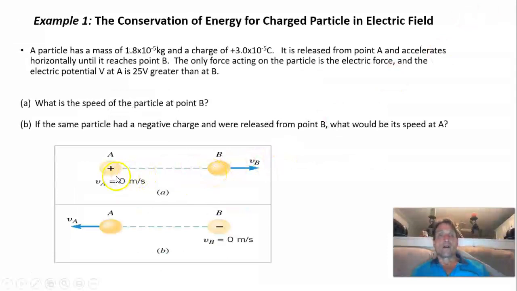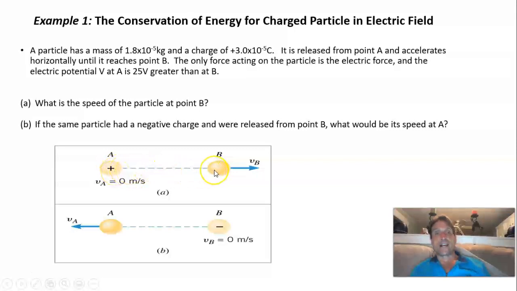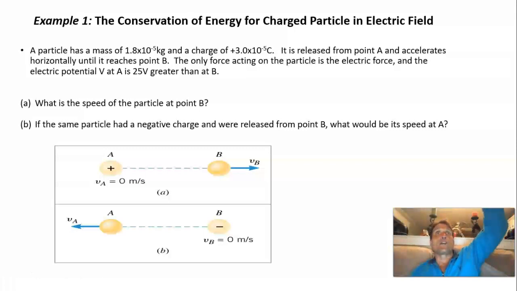Okay, so positive charges moving from higher to lower potential are going downhill, so they're going to gain kinetic and they're going to lose potential. Just like if you drop a ball and the ball drops, the ball is going downhill toward lower potential energy, and so it's gaining kinetic energy. Okay, what about in this case?